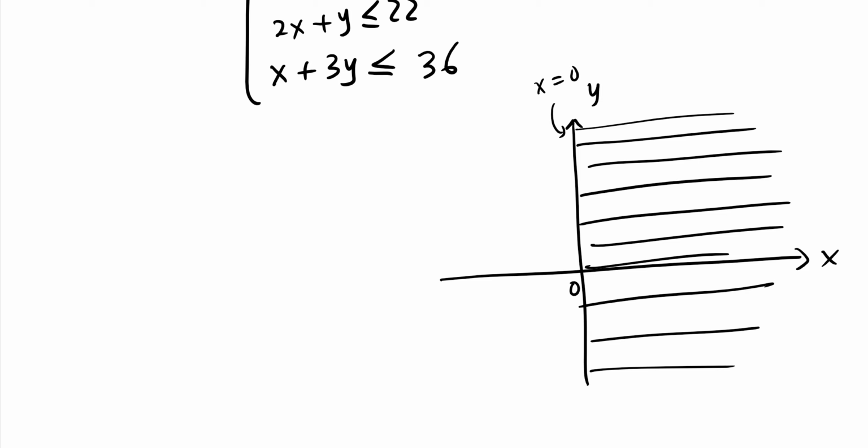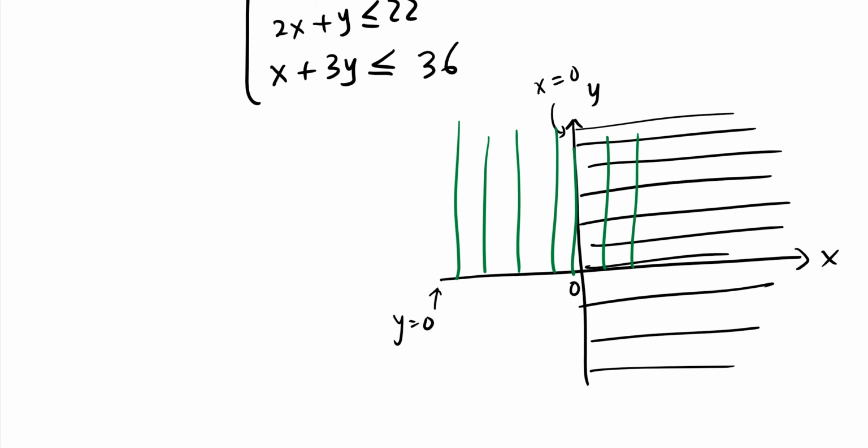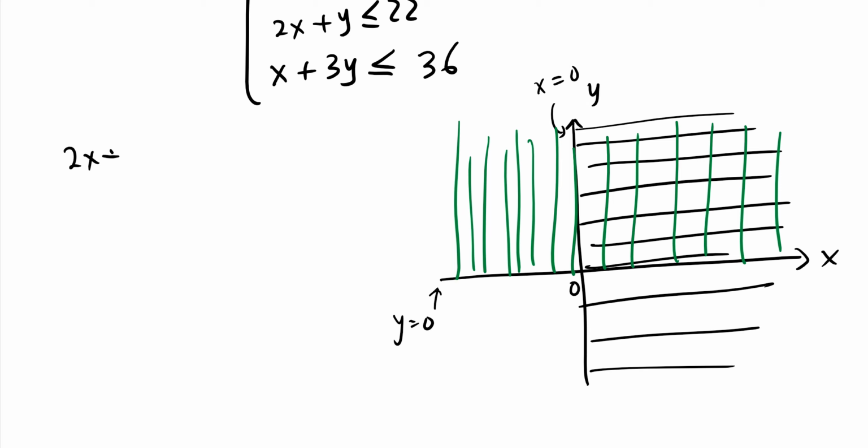The other one is y equals 0. We're going to graph above this because it's greater than or equal to 0, so it's above the x-axis. The next one, we have 2x plus y equals 22.